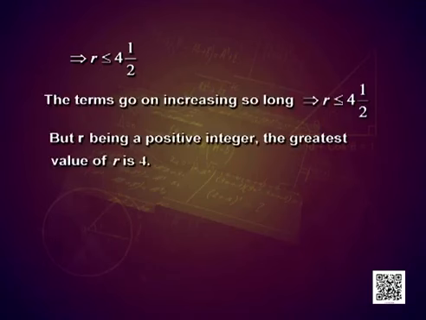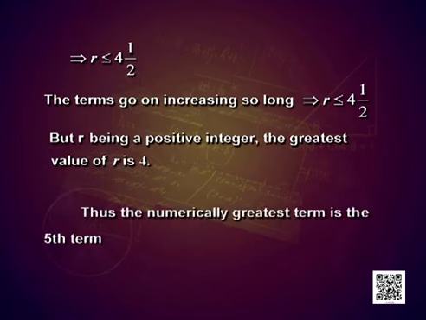So, for the term to be the greatest, as long as r is less than or equal to 4.5, the terms go on increasing. But r is a positive integer, therefore, the greatest term would be arrived when r is equal to 4, and therefore, the term that we are looking for is the fifth term. So, the greatest term numerically will be the fifth term in that expansion, and what will be its required value?